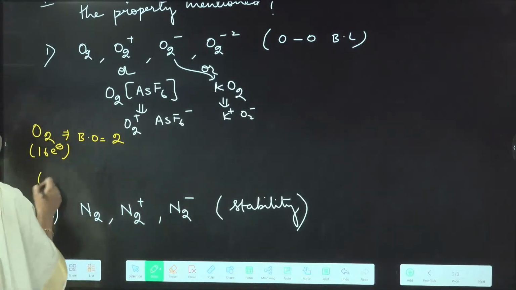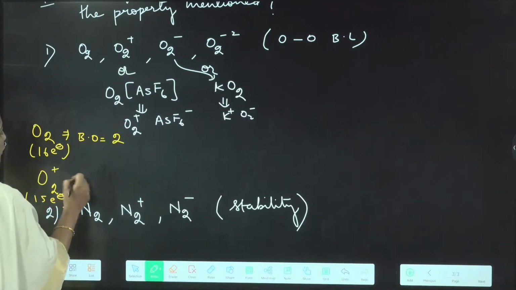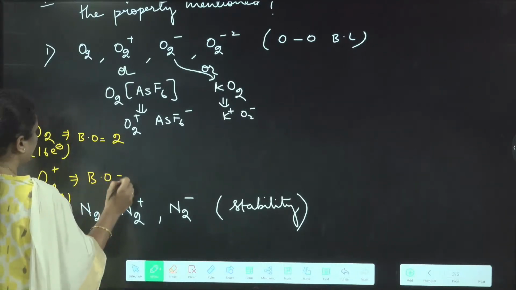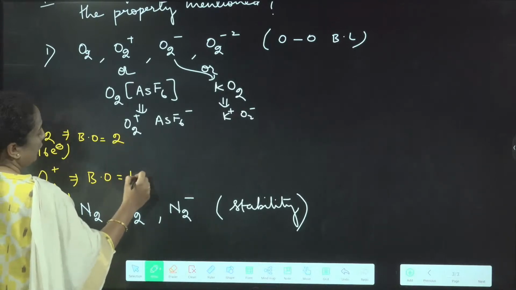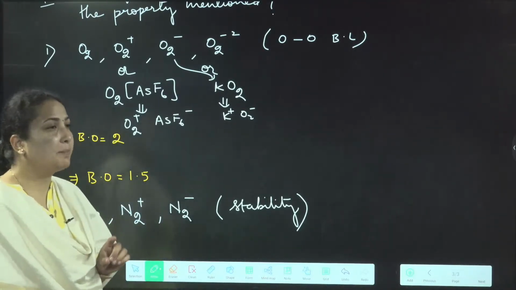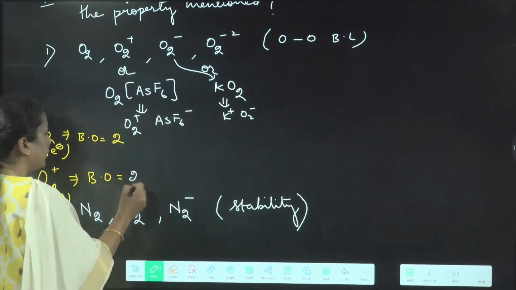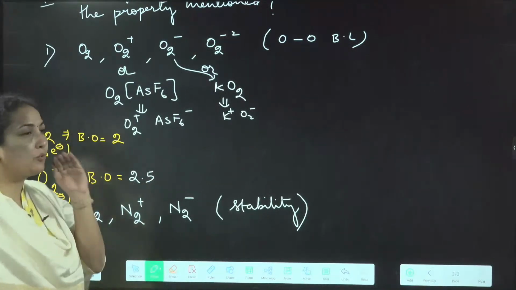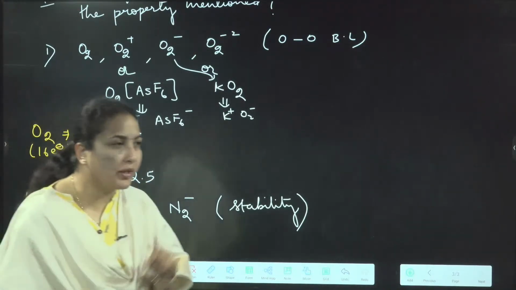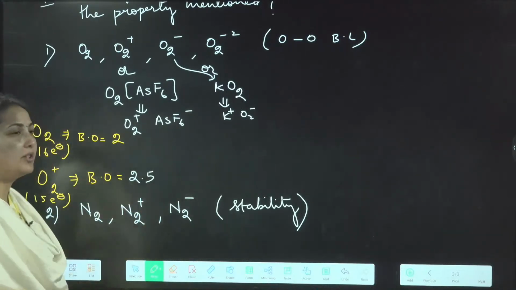Right? Now next is suppose O2 plus. It is 15 electrons. So what you are going to write down? Bond order is going to be, sorry, not 1.5 here, it will be 2.5. See, with respect to 14, how many electrons you have added? 1 electron you have added, so you have to just subtract 1 time 0.5. So that is the reason it will be 2.5.